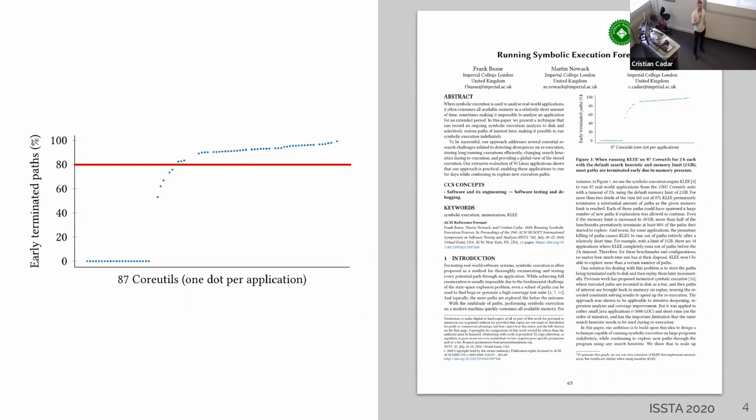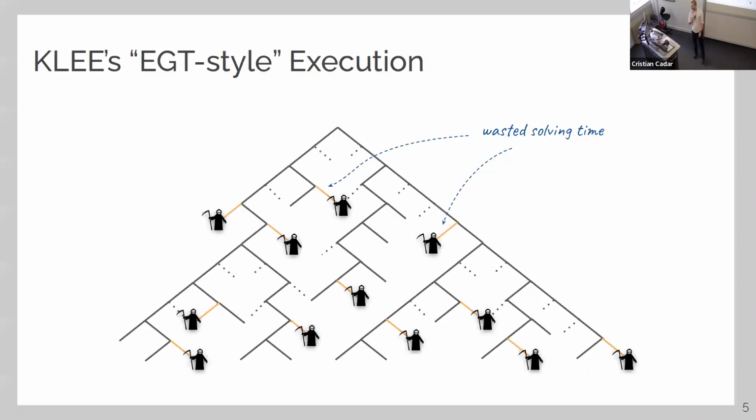What we did in the paper basically is we measured how many states are actually terminated early due to memory pressure. So we took 87 Coreutils and ran KLEE with the default search heuristic for 2 hours with, I think, a 2 GB memory limit. And what you can see is that for many of those Coreutils, we kill more than 80% of all created paths, right? Just due to memory pressure. You can increase it to 10 GB, it looks almost the same. So when you think about it, that's quite wasteful, right? Because all those feasibility checks we did are useless. We just terminate the state.